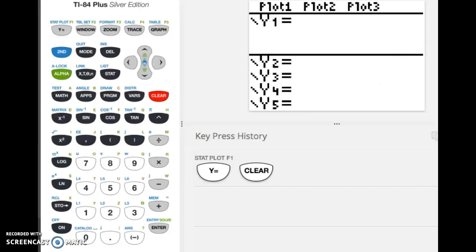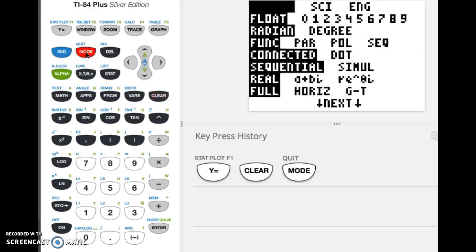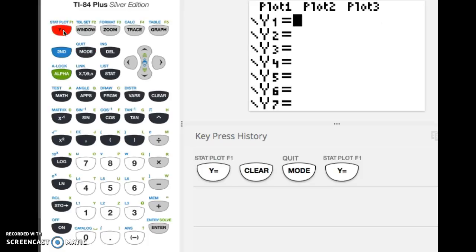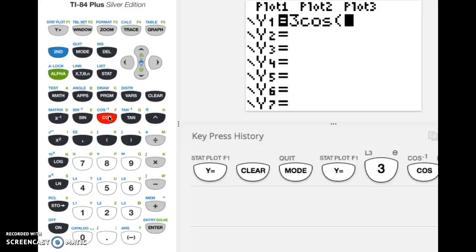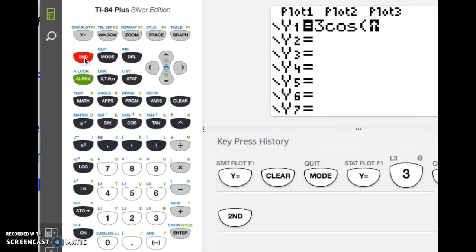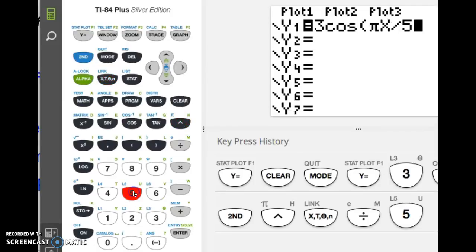Okay, real quickly, I want to show you how to check if your answer is right. What you need to do first is go to mode, and make sure you're in radian mode, which I am. And then I'm going to type in the equation that I just tried to find the answer for. Okay, so 3 cosine pi x divided by 5.